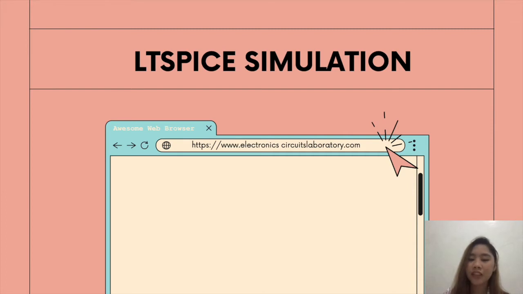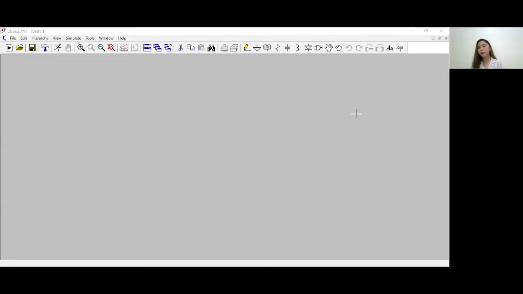Now that I already discussed a lot about MOSFET amplifier circuits, we are going to discuss this using the LTSpice simulation. Good day everyone, my name is Bianca Desir Galang and I am here to discuss my LTSpice simulation. First, we are going to make the circuit.